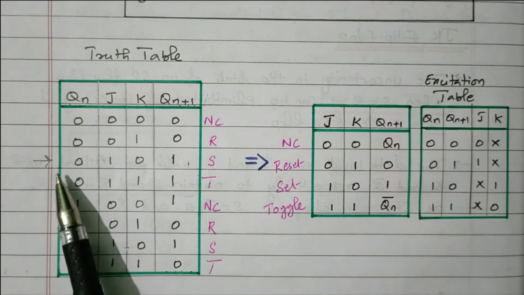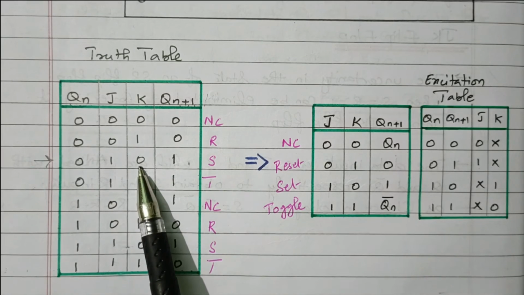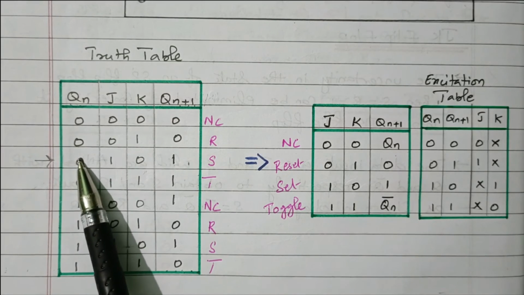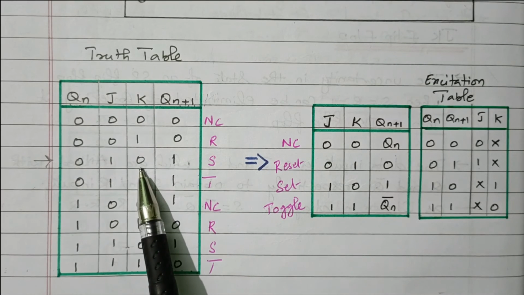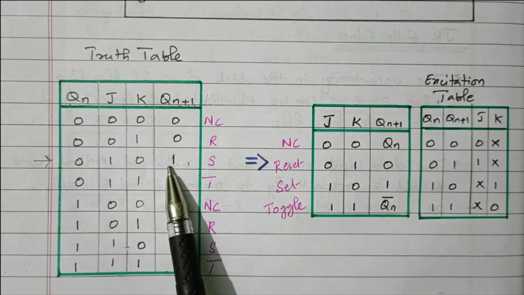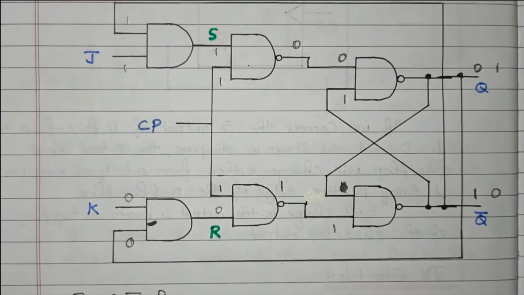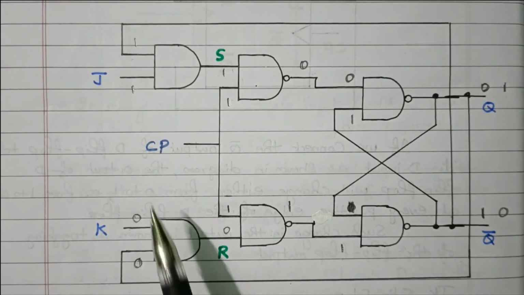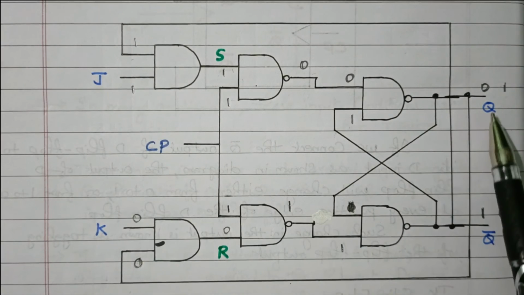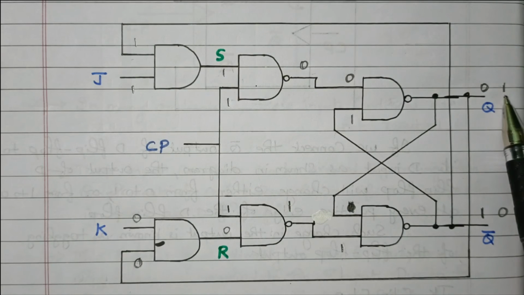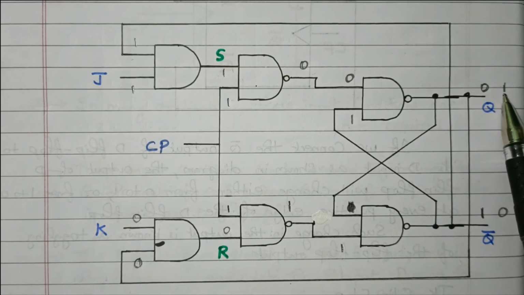Let us consider this combination: J is 1, K is 0. The present state is 0, and that should be changed to 1. Right? J 1, K 0, the 0 should be changed to 1. Now we'll check with this logic diagram. J is 1, K is 0. The output is 0, it should be changed to 1. We have checked whether the present state 0 changes to the next state 1.